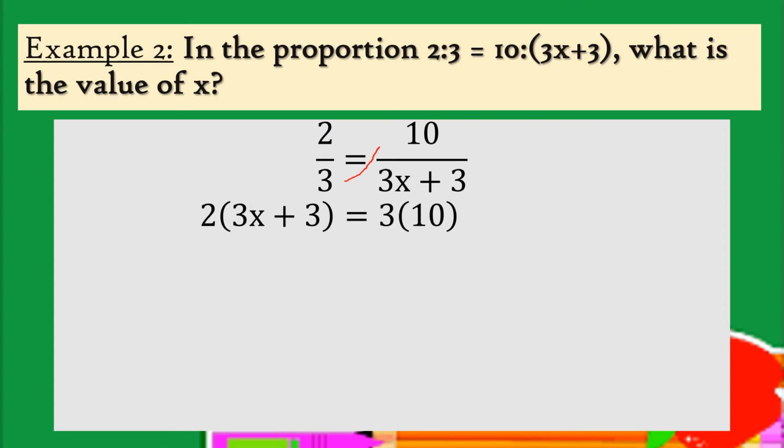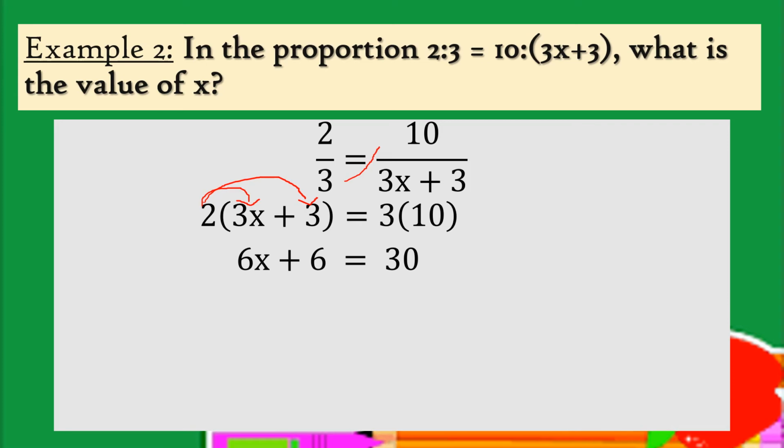To simplify the left side of our equation, we will distribute 2 to 3x and 2 to positive 3. So we have here 2 times 3x, that is 6x. 2 times 3 is positive 6. For the other side of the equation, we have 3 times 10, which is equal to 30. So our working equation will be 6x plus 6 is equal to 30. Now, let's proceed in solving the value of x.